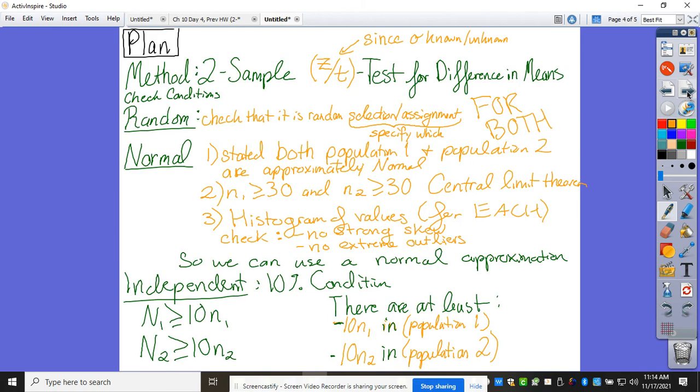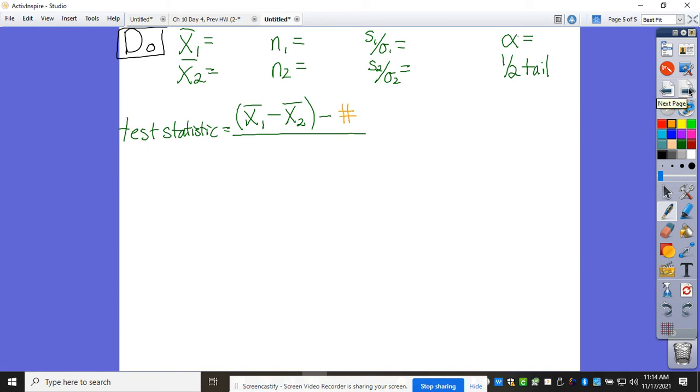So if this is 0, am I going to count off if you don't write minus 0? Mathematically, does that really change anything? No, but I always like to write it because you're kind of reminding yourself it's there. And then so if I'm doing the way we use the most often, what would this part be? S1 squared over N1 plus S2 squared over N2.